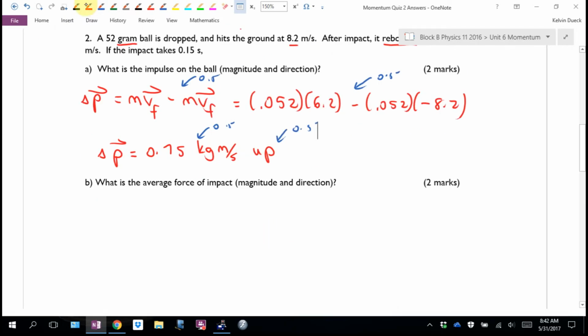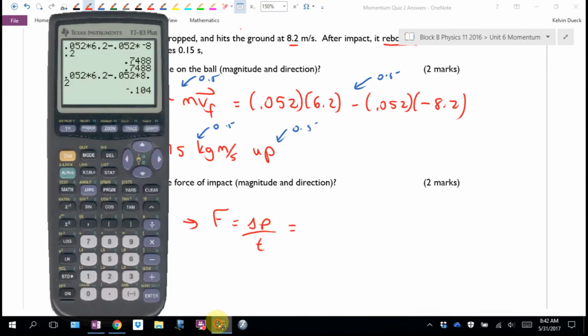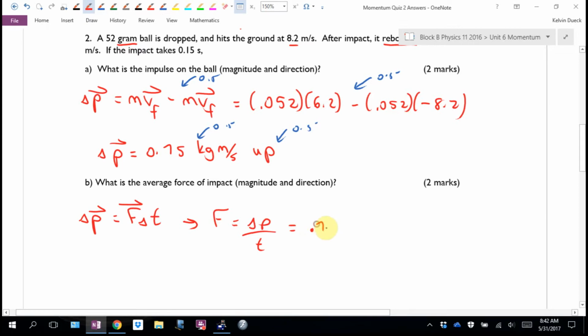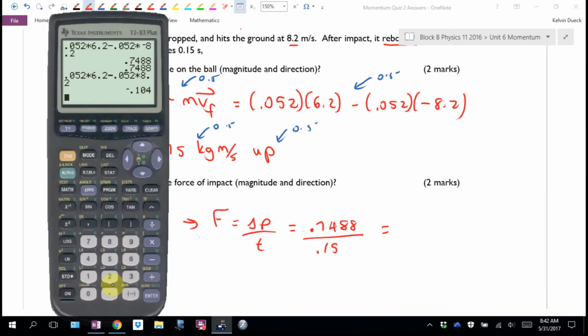What's the average force? Oh, now I think I can go impulse also equals force times time. I think now I can say force equals impulse divided by time, which is going to be 0.7488 divided by 0.15. You get 4.99. If you rounded it to 5.0, I'd take that.